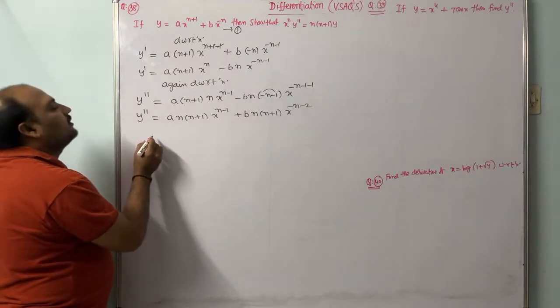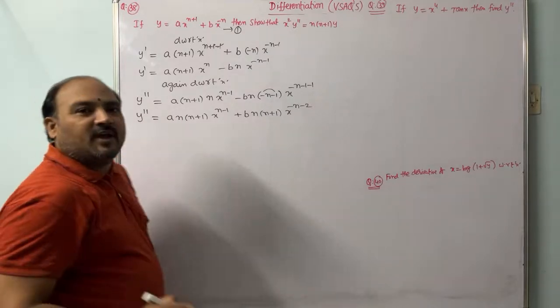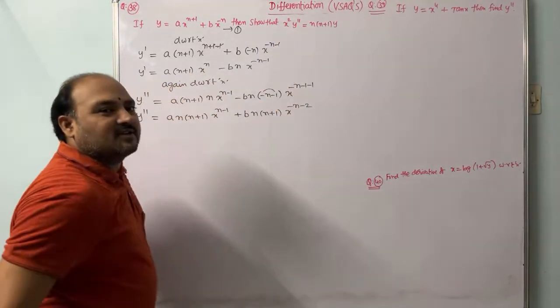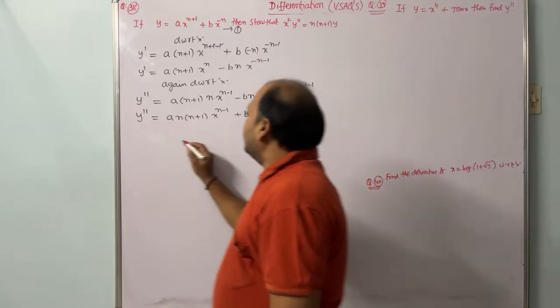After that, both sides multiplying by x square. Sir, why are you doing x square multiply? Here x square y double dash they are asking. So multiplying on both sides.